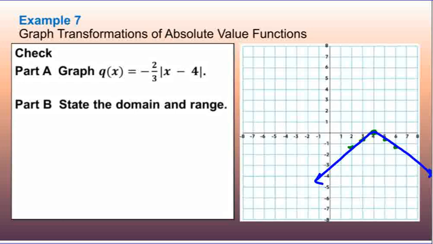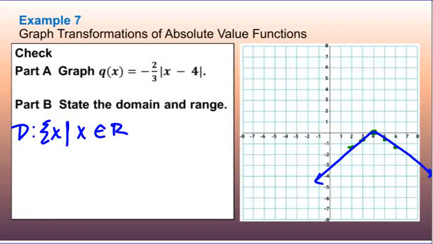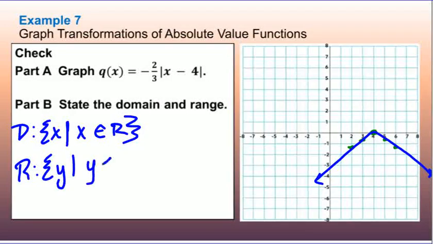Graph would be layered there. Domain: again, the domain x such that x is going to be all real. I can put any x's in there and it will land on there. The range, y such that y is less than or equal to 0. It never goes above 0. So that would be our domain and range on that.